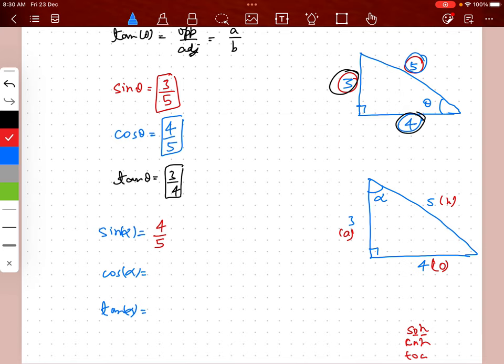And then cosine of alpha, so cosine is what? Adjacent over hypotenuse. So adjacent is 3 and the hypotenuse is 5, so that's 3/5, okay. And finally the tan of alpha, tan alpha is what? Tan of the angle is opposite over adjacent, so tan of alpha would be, the opposite to this alpha is 4 and the adjacent is 3, so that's 4/3, okay.